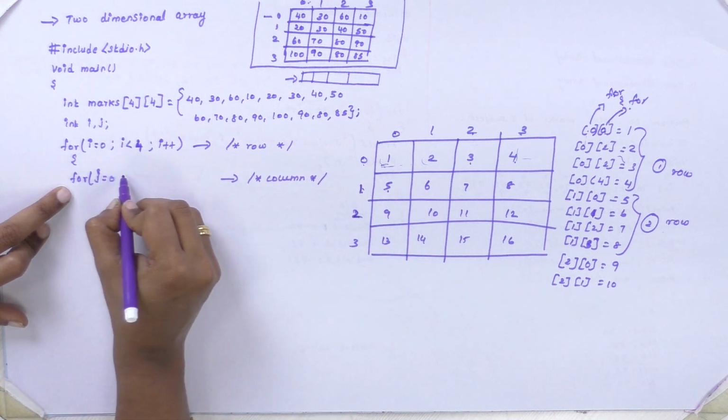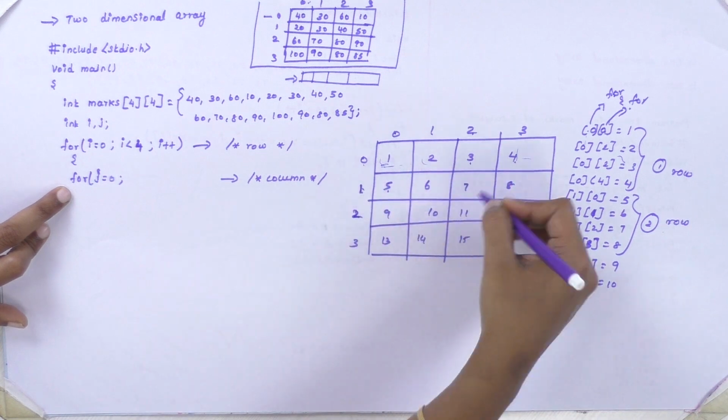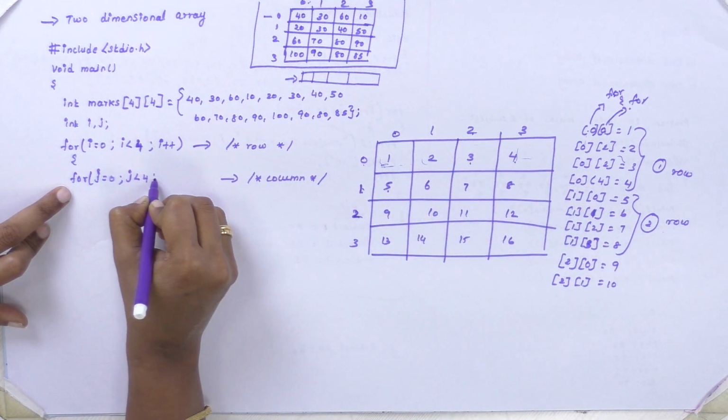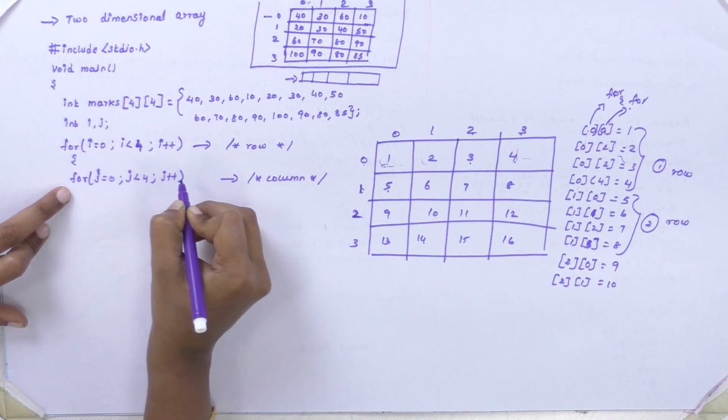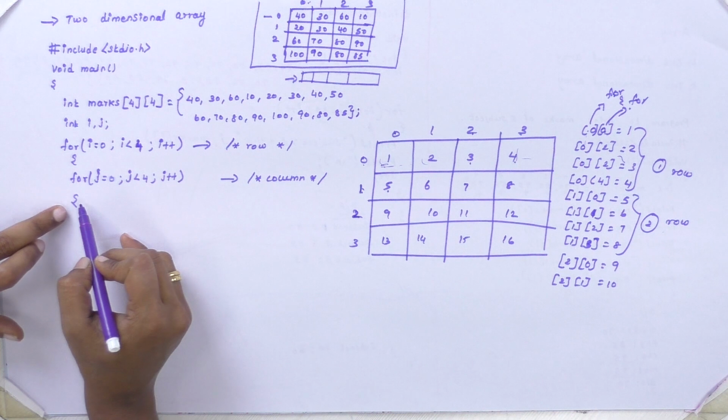So I am going to use the j value. Here also I am having 4 columns. So my condition is j less than 4, then j plus plus. This one satisfies rows, and this one satisfies columns.